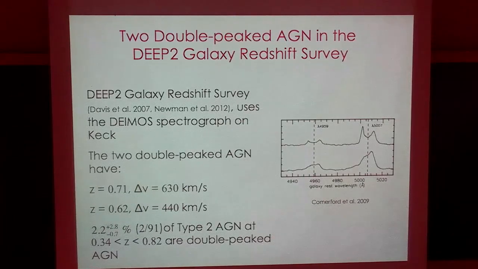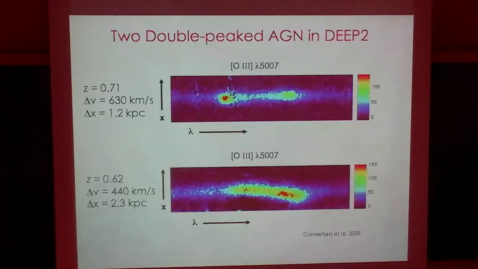Since all this data was taken with the DEIMOS spectrograph on Keck, which is long slit, we have 2D spectra for these objects too. Here are cutouts of what they look like. This is only showing the 5007 emission, with wavelength on one axis and spatial position along the slit on the other. Where we had these double peaks, we see the two emission components. Because we have the spatial axis, we can measure the spatial separation of the two emission components along the slit. Here, the separation is 1 kiloparsec. Here, it's 2 kiloparsecs. So if these are dual AGN, you start to get a picture of what's going on: two AGN separated by 1 or 2 kiloparsecs, moving relative to each other by 400 or 600 kilometers a second.